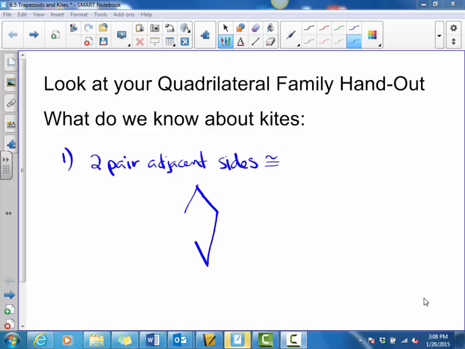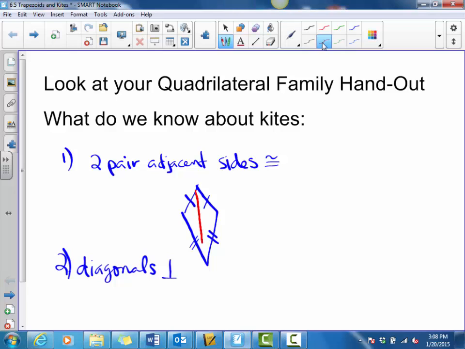Well, if this is my kite, it means that these are adjacent sides, they're congruent, and this pair of adjacent sides are congruent. Okay? We also know that the diagonals are perpendicular. So, if I were to draw the diagonals in here, since they're perpendicular, I know that they make a right angle. Okay? The third thing that we can say is that one diagonal forms two isosceles triangles.